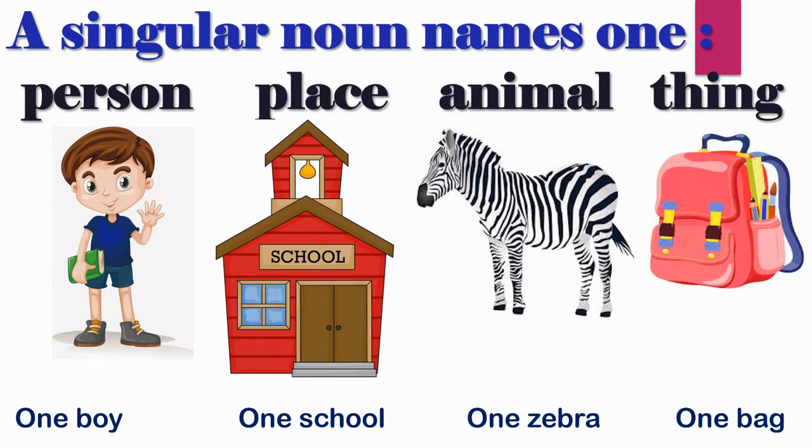A singular noun names one person, place, animal or thing. For example, one boy, one school, one zebra, one bag.